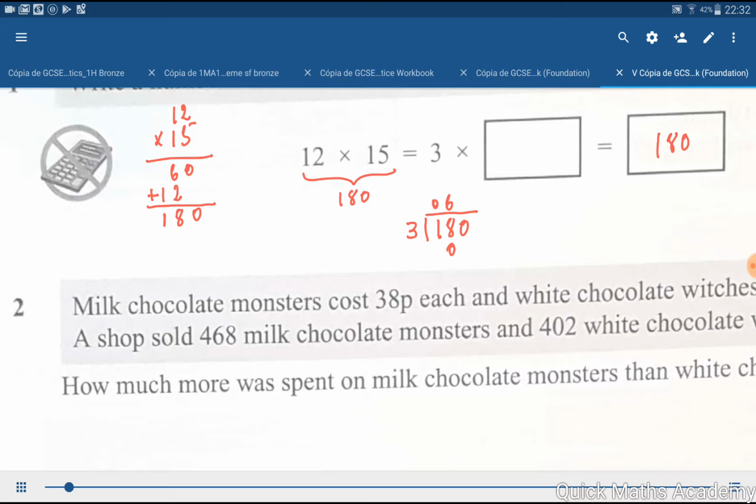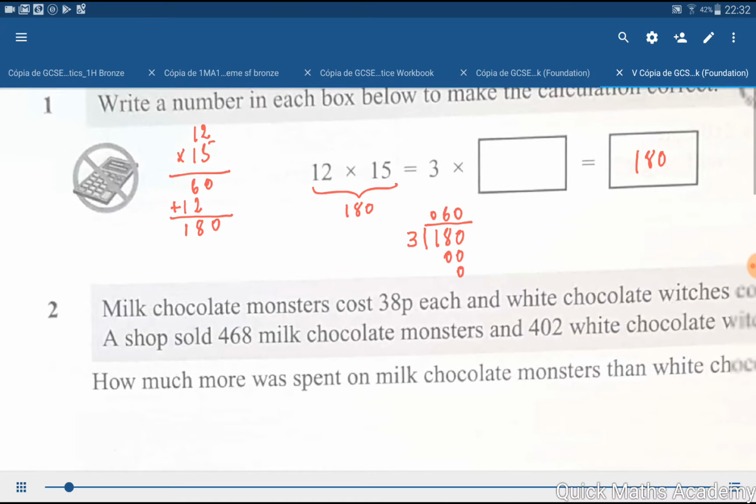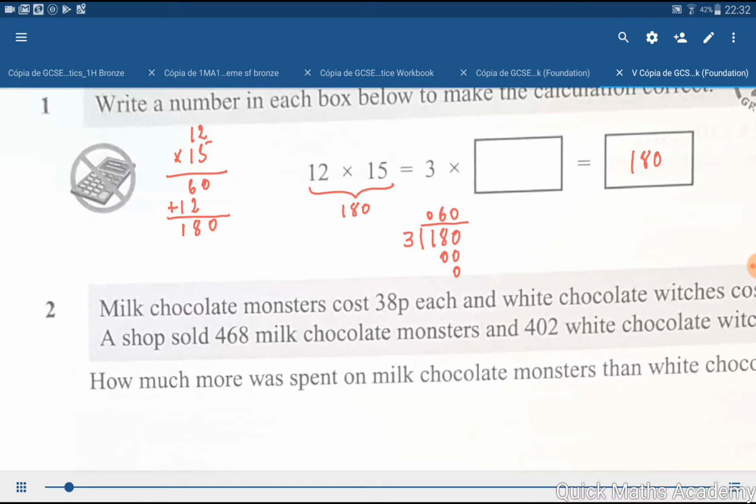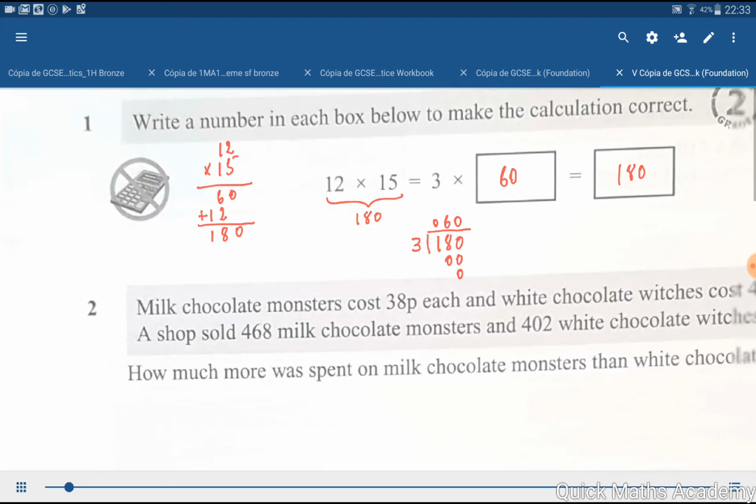Then 18 minus 18 is 0, okay? So I put down the other 0, and then I have 3 times nothing is nothing, 0 minus 0 is 0, okay? So my division of 180 divided by 3 will give me a result of 60, okay? So the number that I'm looking for in the second box is 60. 3 times 60 is 180, alright? Okay, let's go to the number 2.